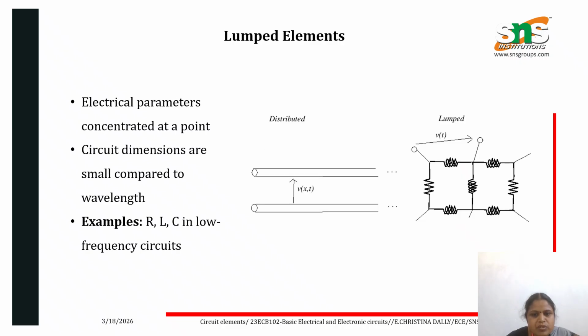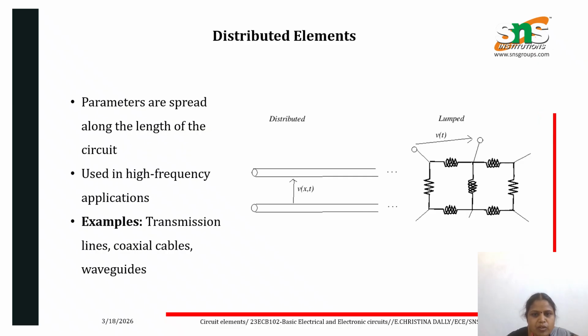The next one we are going to see is the lumped elements. The electrical parameters are concentrated at a point. Circuit dimensions are very small compared to the wavelength. So here we have the low frequency circuit, that is RL. This is the difference between the distributed and the lumped elements. Coming to the distributed elements, the parameters are spread along the length of the circuit. They are used in high frequency applications. The examples are transmission lines, coaxial cables, and waveguides.